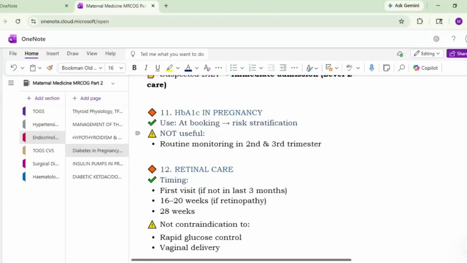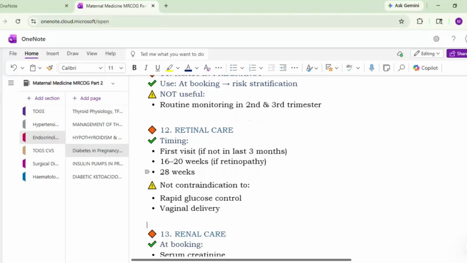Now we are talking about during the pregnancy: retinal care and renal care. Retinal screening will be in the first visit if it is not done in the last 3 months. Again, there can be a question on this. They'll give you the scenario: the patient has attended the preconception counseling, and her last retinal screening was done 5 months before the conception. Then when is the test to be done? It should be done in the first visit. If it is done in the last 3 months, then you don't have to do it at the first visit.